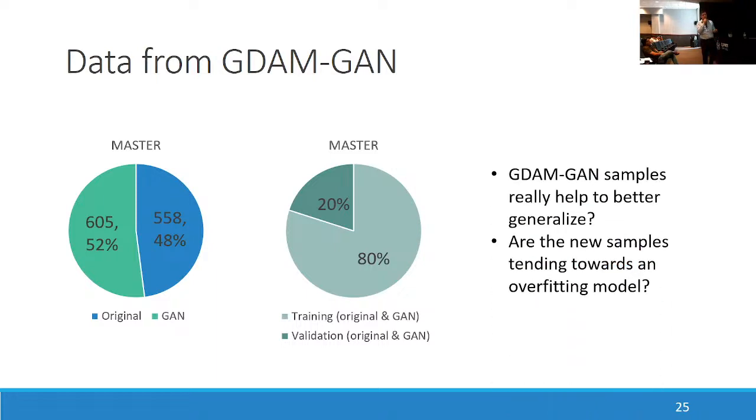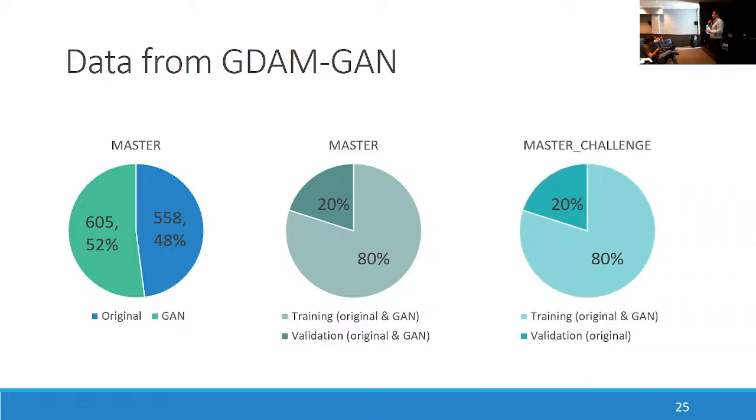So here comes the question: are the GAN samples really helping generalize the model, or are they making the model overfit towards the artificial samples? So we propose a new dataset, Master Challenge, which in training has the GAN samples and some original, but in validation, we only take original samples. That way, we are really evaluating the model on a new set that may come in the field.